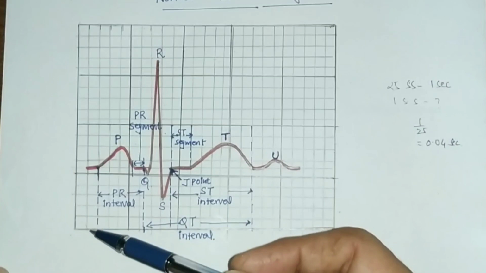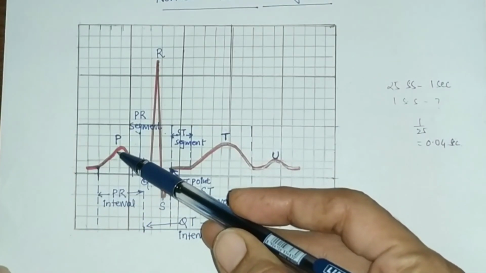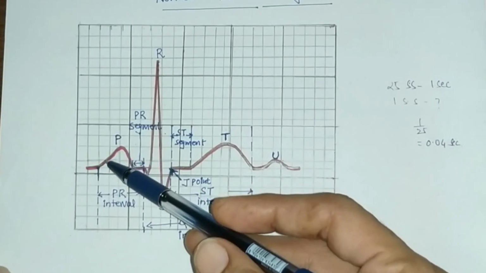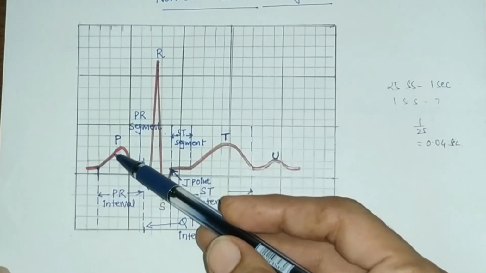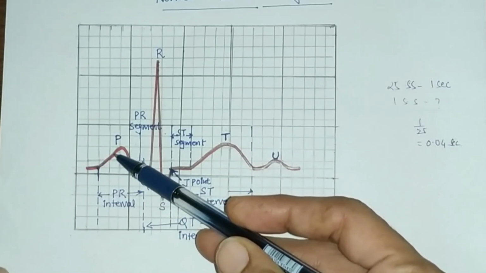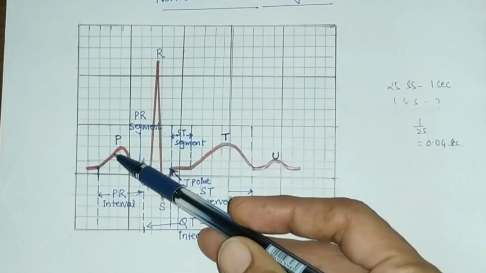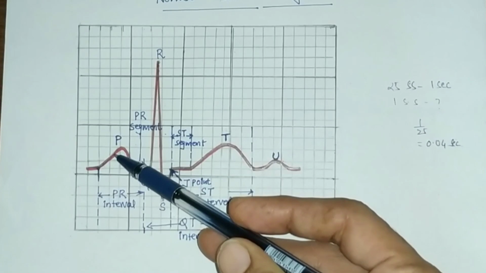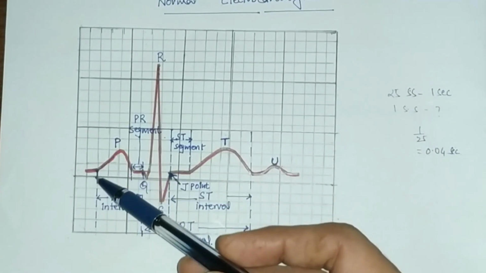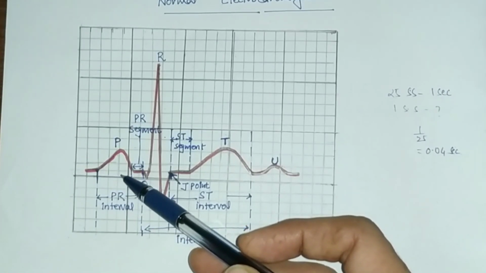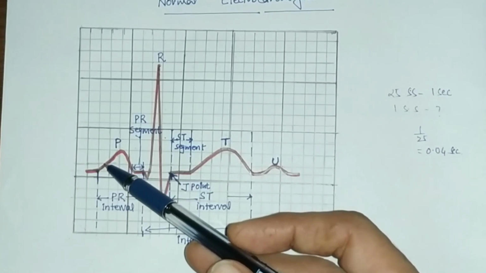Now, let us discuss one by one, starting with P wave. This is P wave. P wave is a positive wave. It is directed upward and it is rounded. What is the cause of P wave? It is because of atrial depolarization and spread of impulse from SA node to the atrial muscle. Normal duration of P wave is 0.1 second. You can see here around 3 small squares. And normal amplitude is 0.1 to 0.12 millivolt.